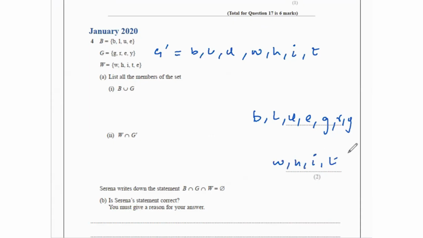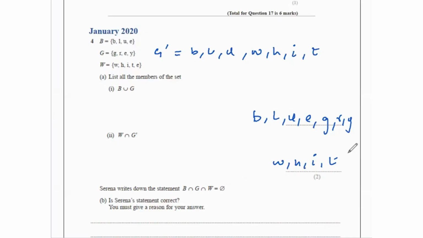G complement means all of the elements that are outside G. So that means all of the elements in B and W, but since E is common between all three, that is not included in G complement. So G complement includes B, L, U, W, H, I, T. So W intersection G complement would be all of the elements in W and G complement, which is W, H, I, T.